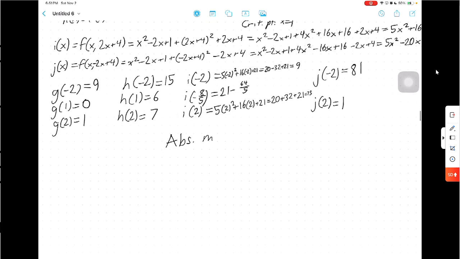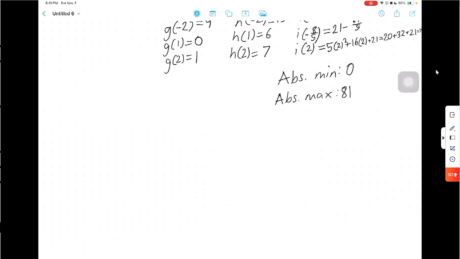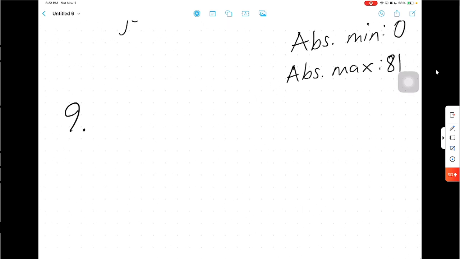So our absolute minimum is 0. Our absolute maximum is 81. Okay, number 9. A is a bunch of gradient sketching.